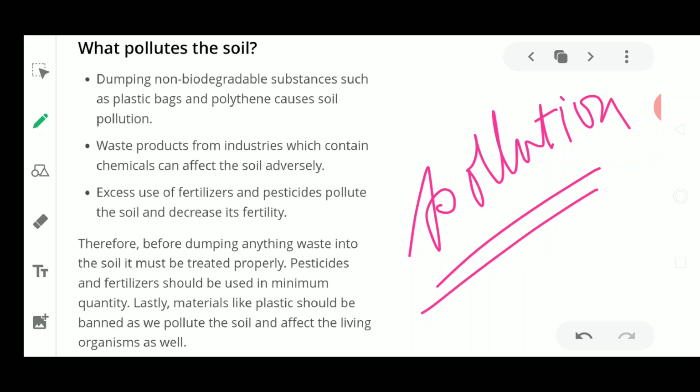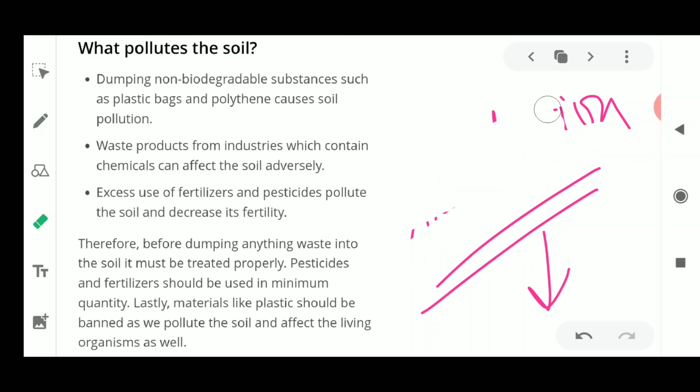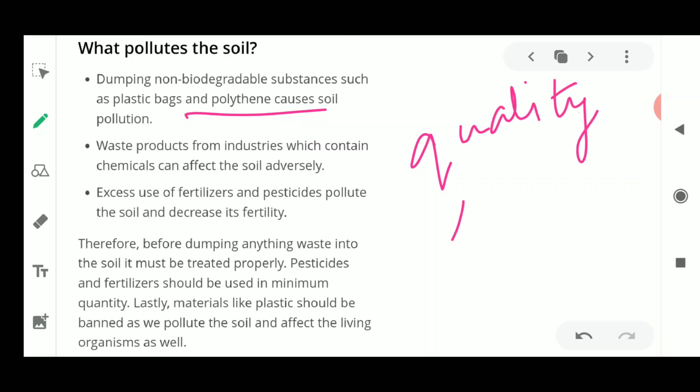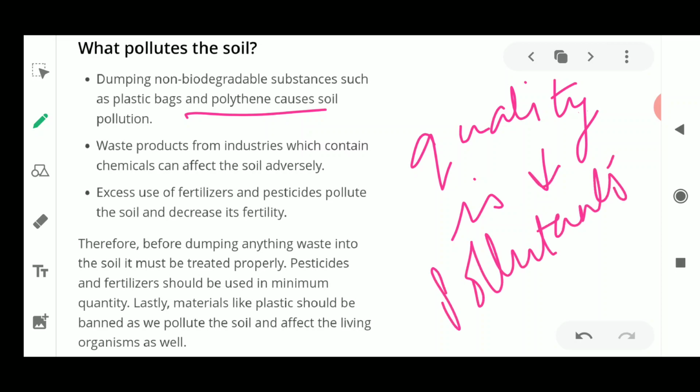Now, how is this decrease in the soil quality taking place? This quality is being degraded because of the addition of such pollutants. Now, what kind of pollutants? The first is non-biodegradable waste. Non-biodegradable waste means waste which cannot be degraded, which cannot be decomposed with the help of bacteria.